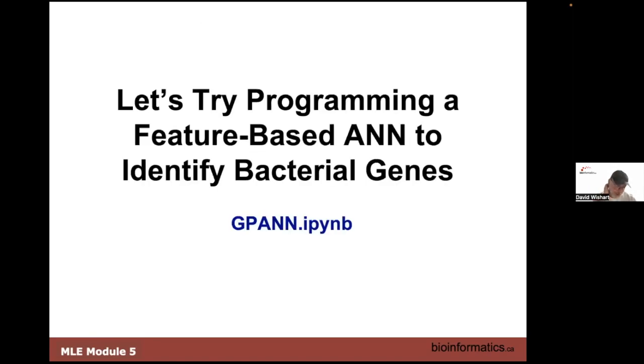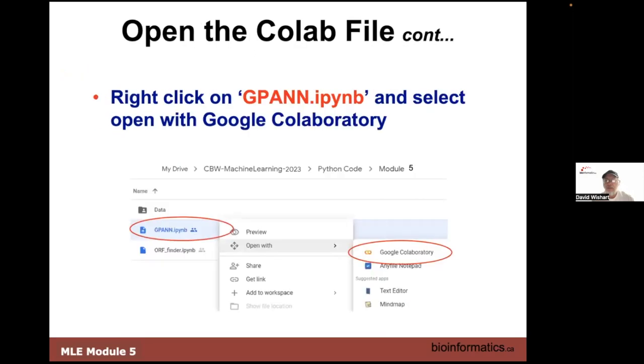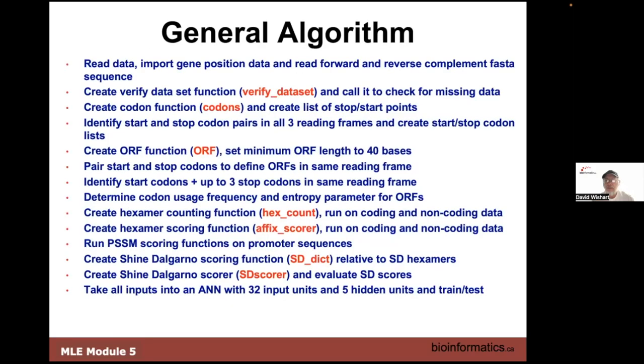Okay, so we've got this GPAN, the new algorithm that we're going to use to identify bacterial genes, where we're using a neural net, but just using the primitive ORF finder. So we do exactly what we've done before with Python, open things up. The algorithm is a little more complicated, but I'll take you through it.